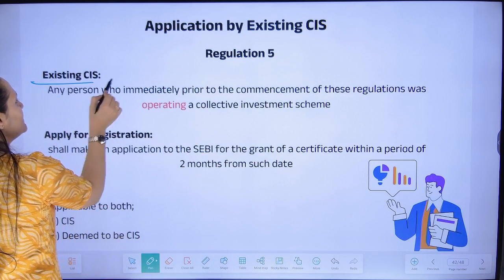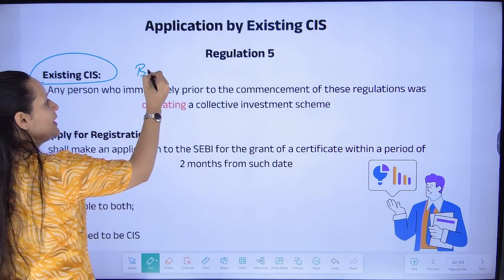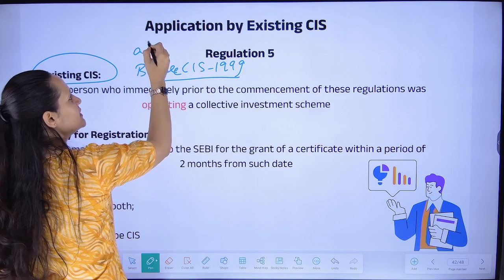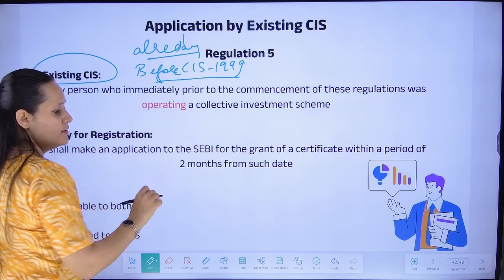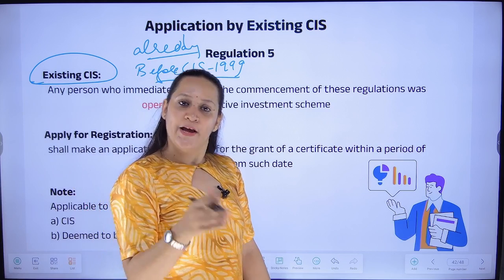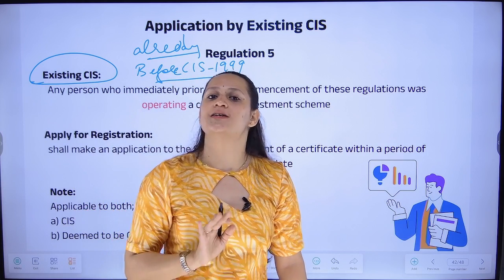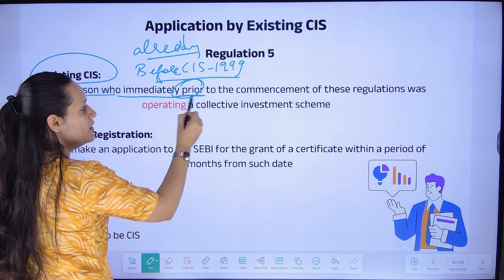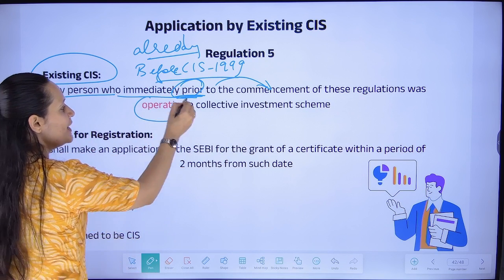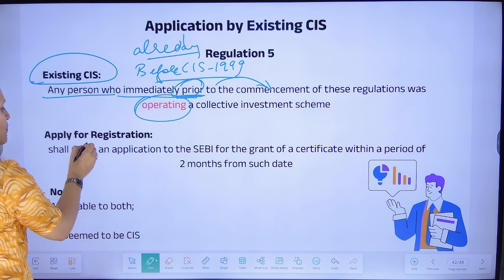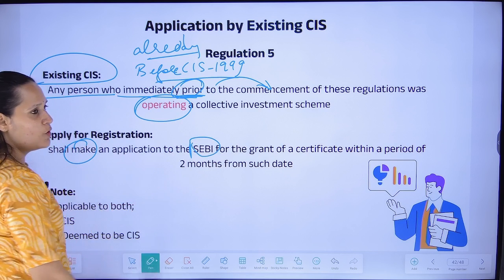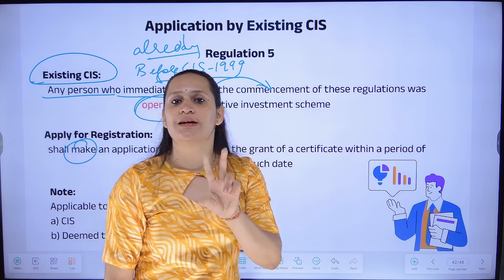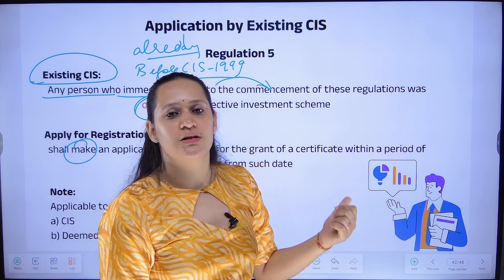Next. In case of existing CIS, that means before the coming of the CIS regulations of 1999, you already have a scheme. The scheme is already operating. You're running the scheme for 5 years. Today, you have to obtain the certificate of registration because today the law has come into force. So any person who immediately prior to the commencement of the regulation is already operating a collective investment scheme has to make an application to the Securities Exchange Board of India within a period of 2 months from the date when the law comes into force. We are giving you 2 months time to get yourself registered with the Securities Exchange Board of India.